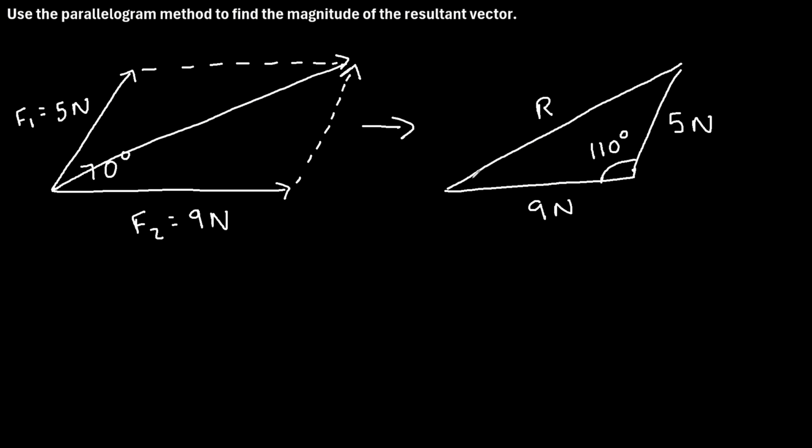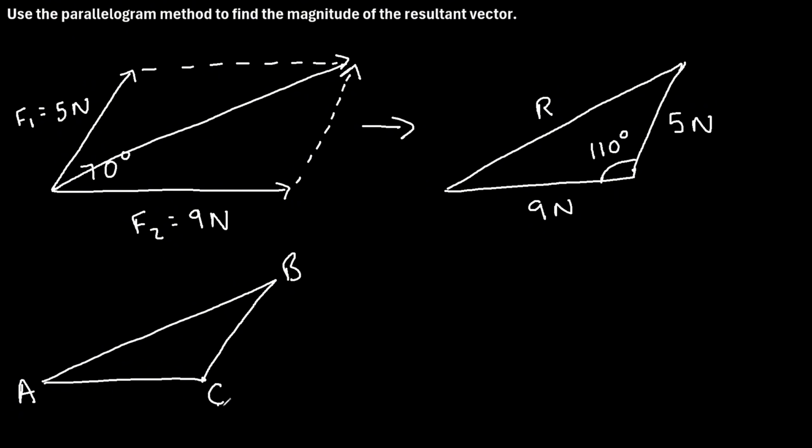So to find R, one trick we can use is the law of cosines, which says this. If we have a triangle, and let's call this angle A, angle B, and angle C, so we're using capital letters, then the side across from angle C, we'll give it a little c for side C. The side across from angle A is little a, and the side across from angle B is little b.